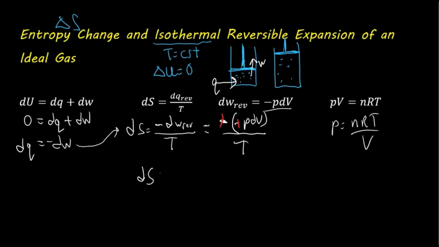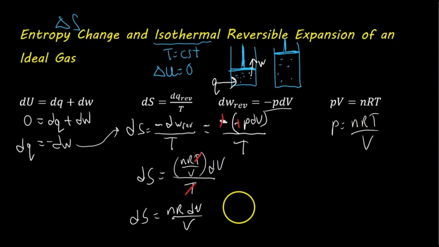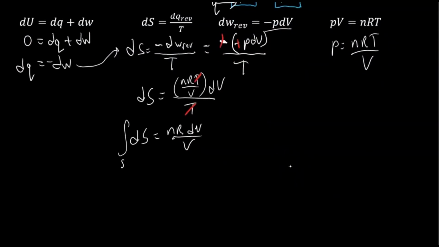So I'm going to just rewrite that down here. dS equals, now the negatives are gone. P is nRT over V dV. Okay. Well, our temperature cancels out. And we're left with dS equals nR dV over V here. Okay, so to get the change in entropy, we need to integrate this from some initial, so the initial entropy to the final entropy, and then take the integral of the right-hand side from the initial volume to the final volume here.